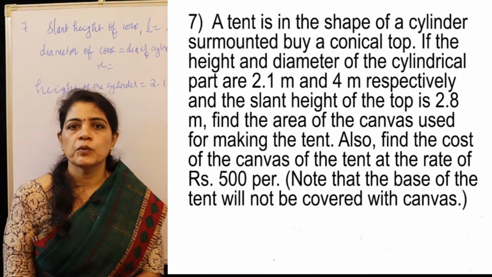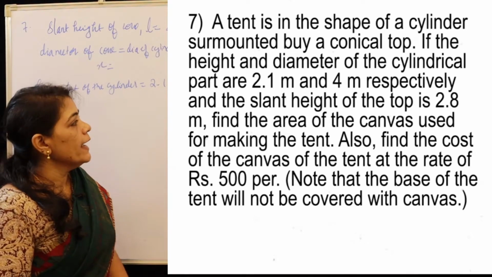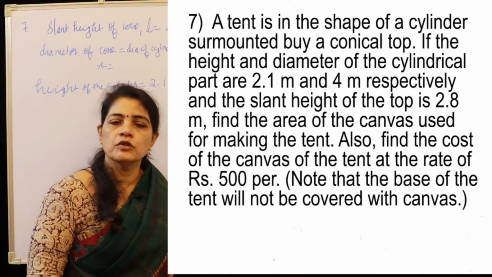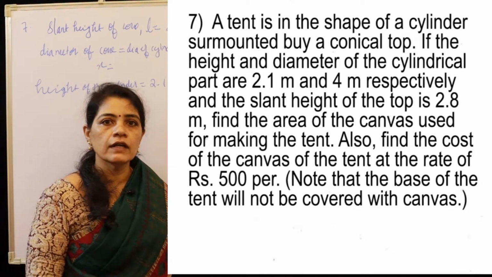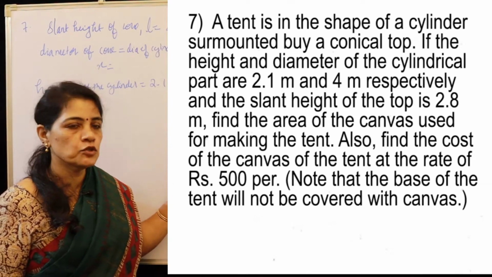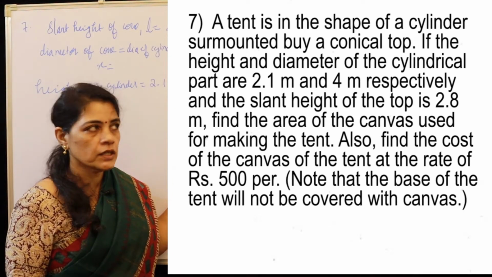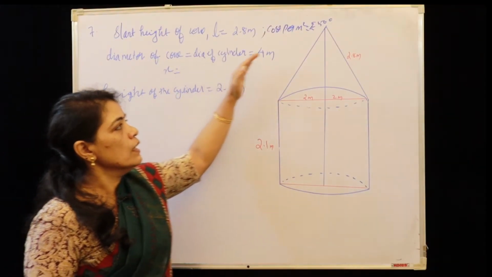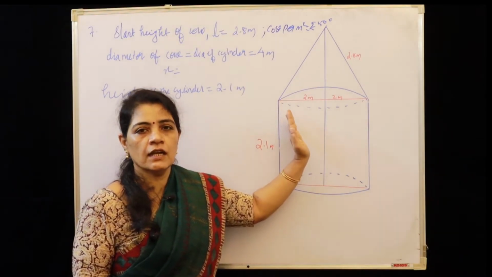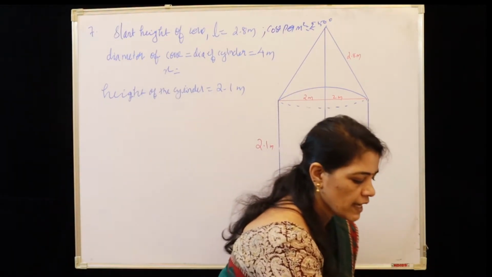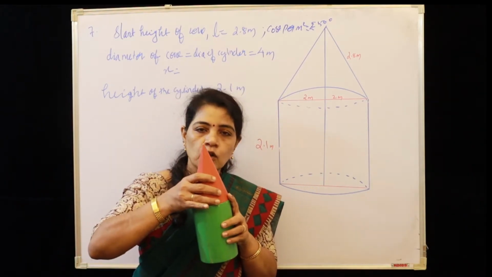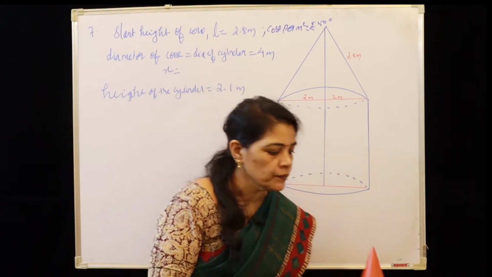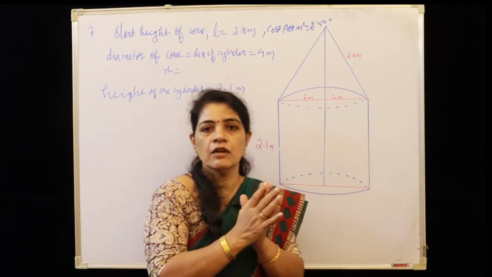We are moving to the 7th problem. Here we have a tent, with a conical shape and a cylindrical portion. We have been given the height of the cylindrical portion as 2.1 meter, and the diameter is given for the cone and the cylindrical portion, and both are the same. It is almost like this, children. A cylindrical and a conical part is attached. This will give you the tent. So both have the same diameter.